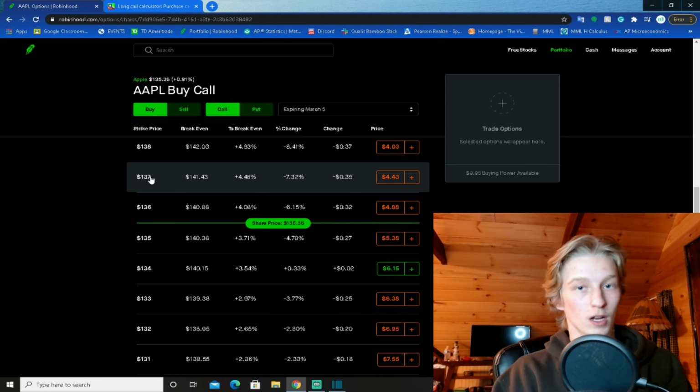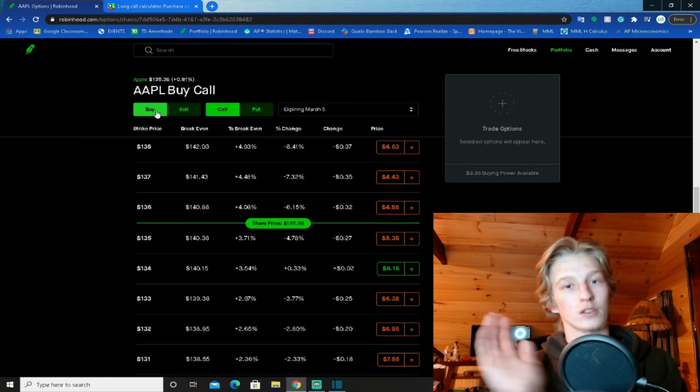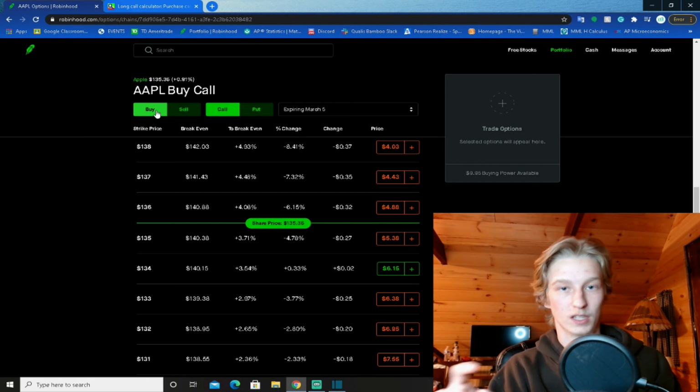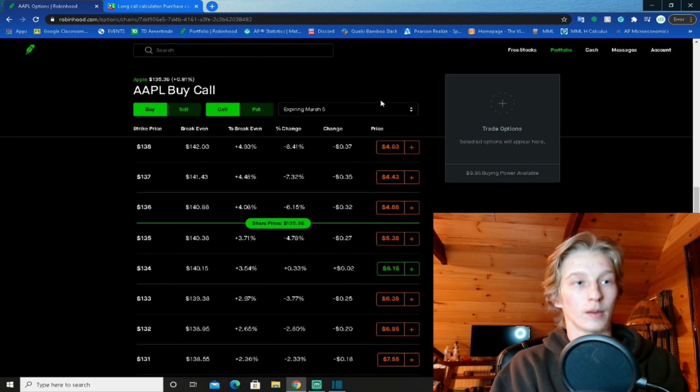When you do want to sell your option, you're not going to come back here and press sell. Do not do that. That is writing another option. You'll actually see it just in your portfolio. It'll say like Apple call option 137 and so on. You click on that, you scroll down and it's going to say sell. That is how you sell your option, not through the actual options grid.